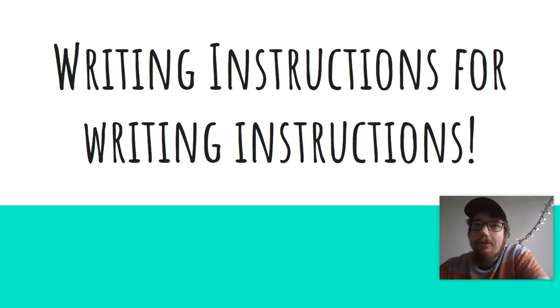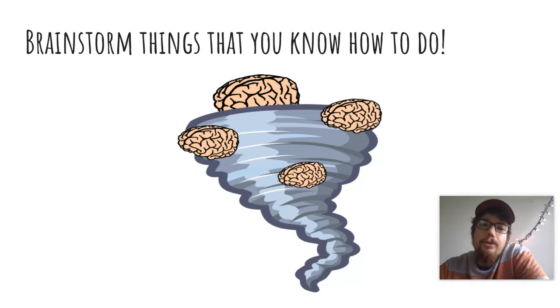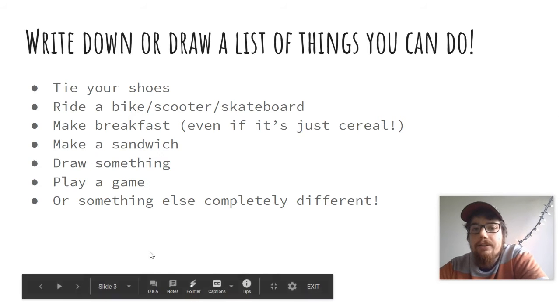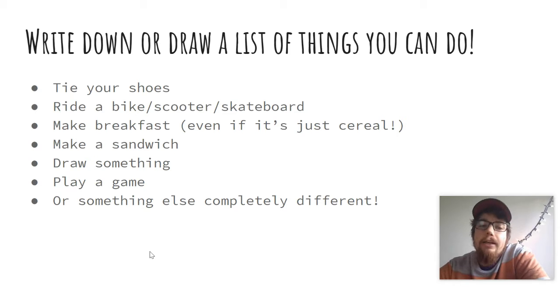So let's quickly go over what we did yesterday, or what hopefully you got around to doing yesterday. We brainstormed things that you know how to do. So you should have had a list from yesterday of a whole bunch of different things that you know how to do. Then write down and draw a list of that, whatever it was. From this list, you're going to be able to pick something today that you can do.